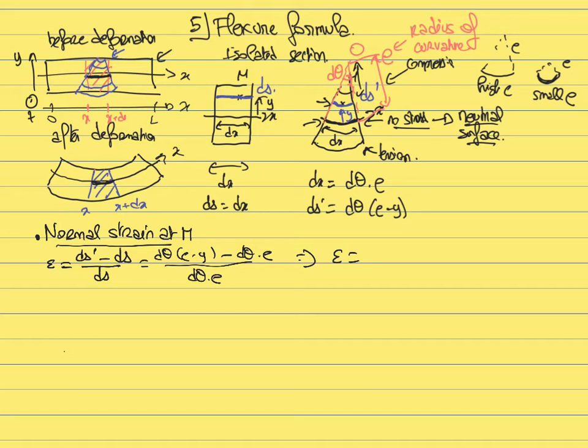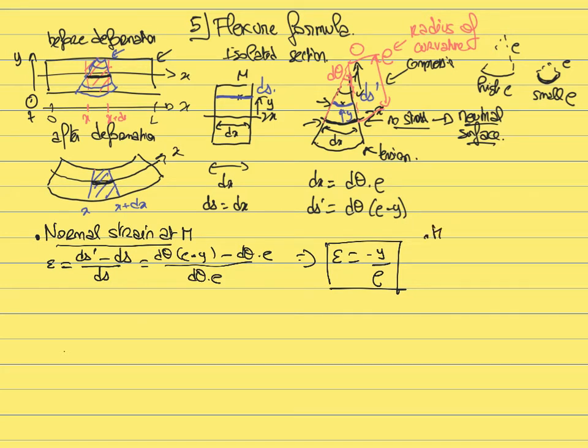All the d theta disappear, and then the d theta times rho on the top also disappears. So what you get is simply minus y divided by rho, which gives you the normal strain of the beam at the point M. In this formula, y denotes the vertical position of the point M, how far it is from the longitudinal axis x, and rho is the radius of curvature. So now the question is, where is this strain maximum?